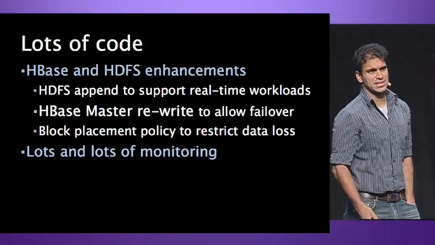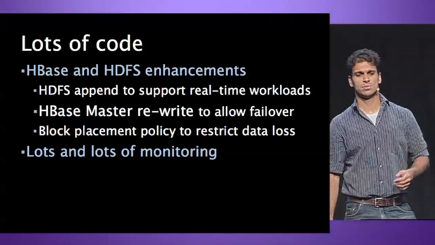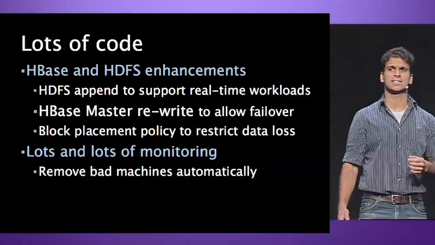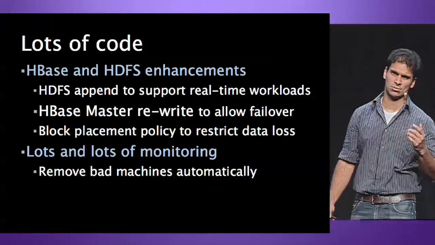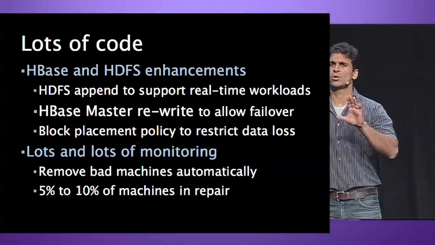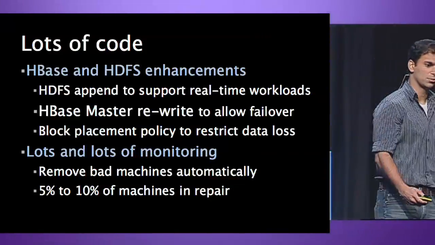And we had to build a ton of monitoring. This is a huge ecosystem that we had to build around our production machines, in the sense that we had to automatically remove machines that had bad disks, could not be SSHed into, and all that stuff. And we find that 5 to 10% of our clusters always have machines which have some problems or the other. So that's commodity hardware. Oh well.